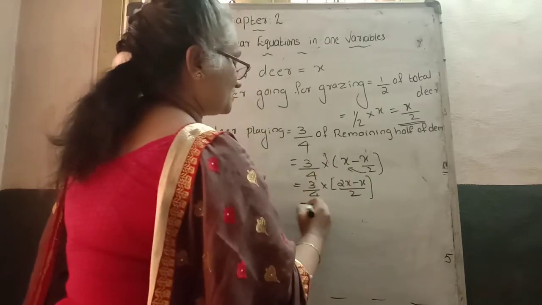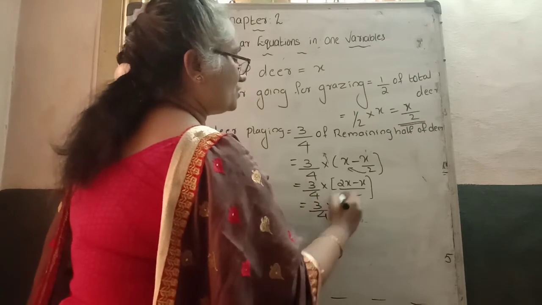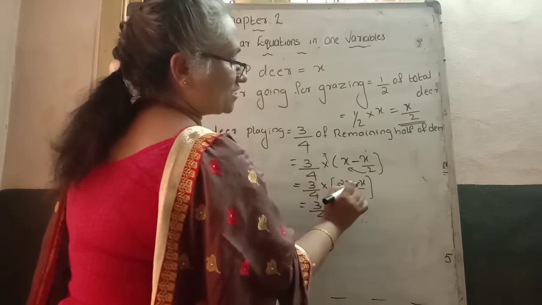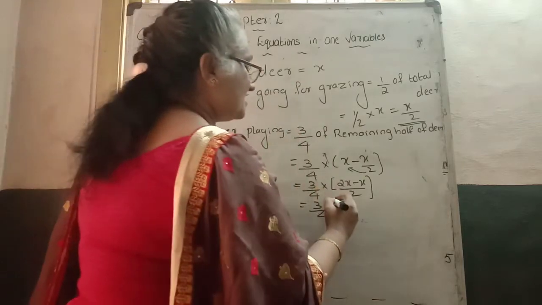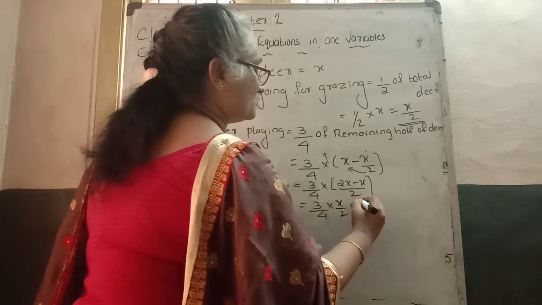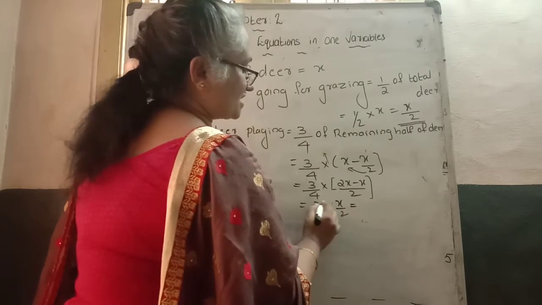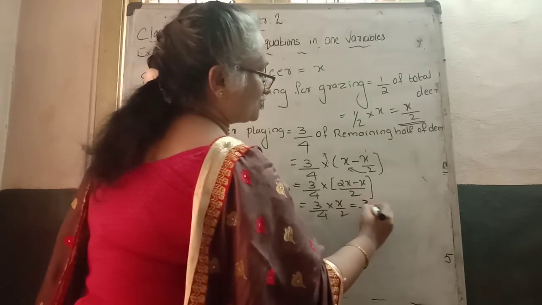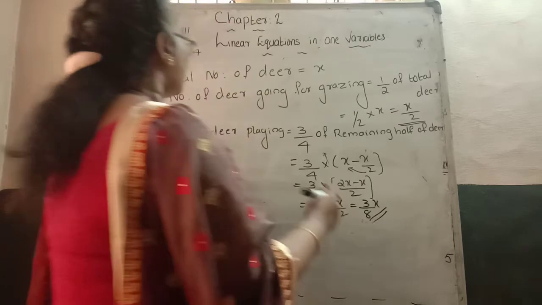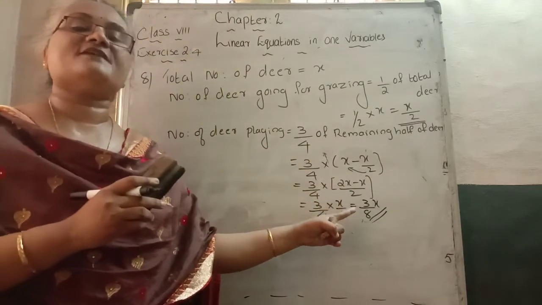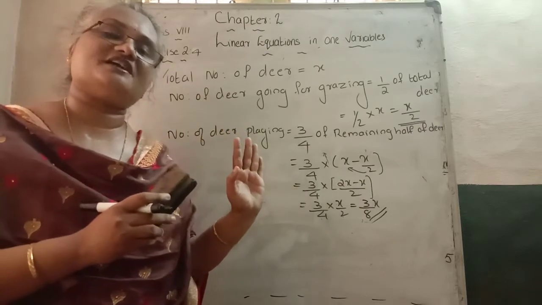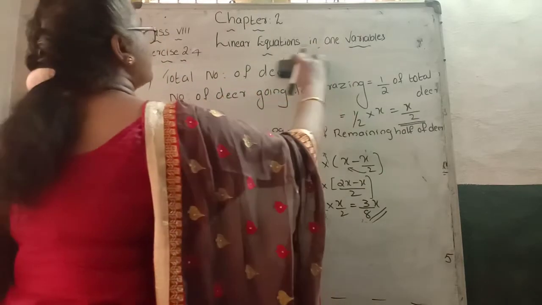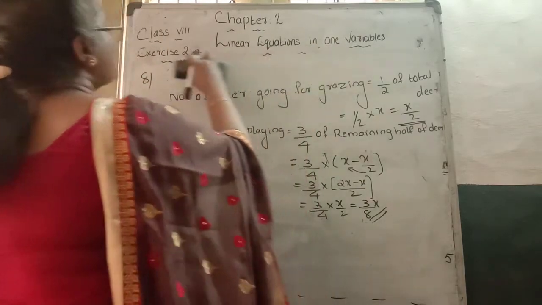So what do we get? 3/4 into 2 minus... here the coefficient of x is 2, and there it is 1. So 2 minus 1 comes to 1x. So the x/2 answer becomes: 4 twos are 8, and 3 into the coefficient. The number of deer playing in the nearby place is 3/8x.